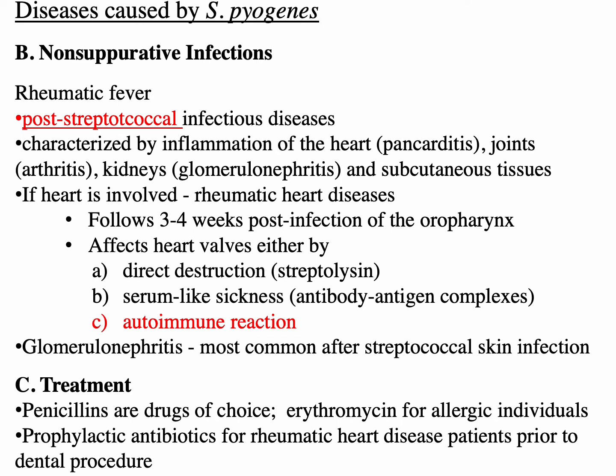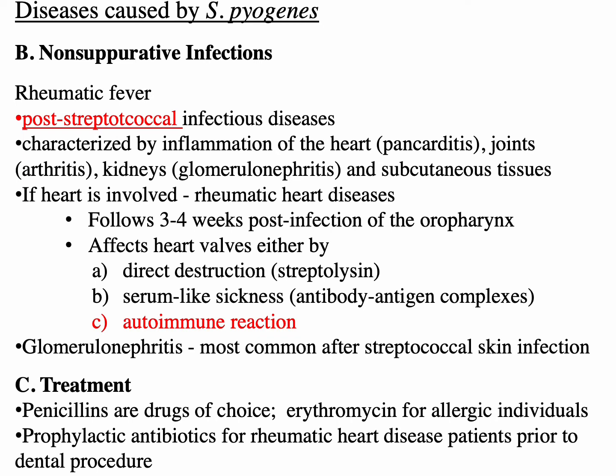Rheumatic fever can happen in many parts of the body: the heart, the joint, the kidney and subcutaneous tissue. But if it's on the heart, we call it rheumatic heart disease. Then you have glomerulonephritis, which specifically refers to the kidney. There seems to be a difference: a streptococcal skin infection seems to link to glomerulonephritis.